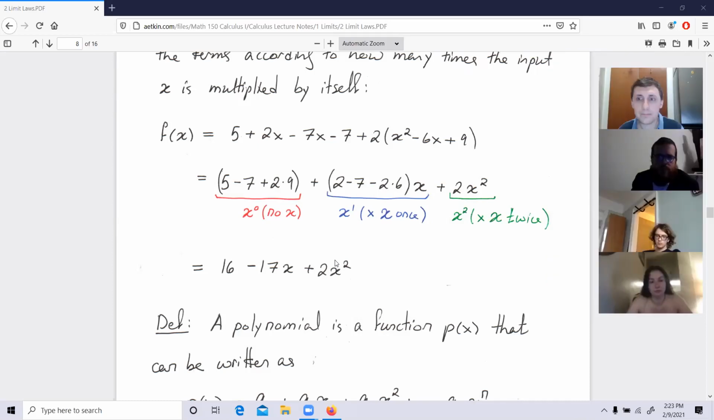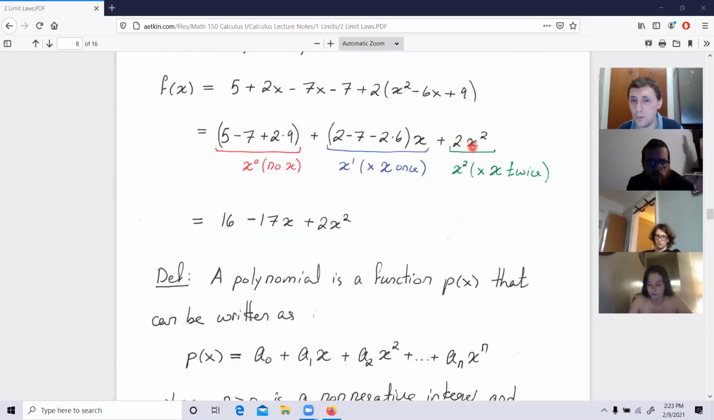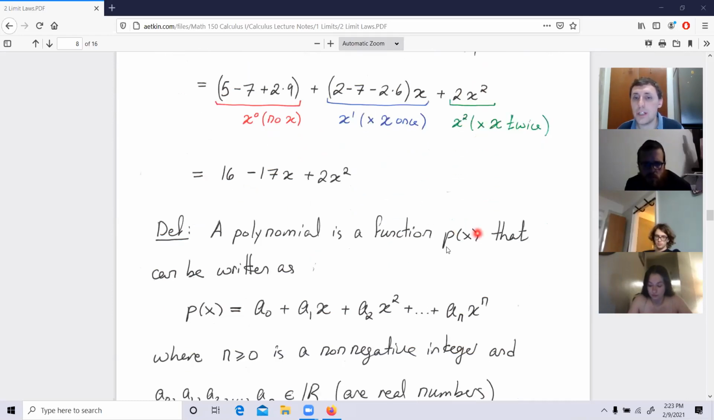Yes? And here is what we define a polynomial to be like. Okay? A polynomial is a function p of x that can be written as p of x equal to a0 plus a1x plus a2x squared, and so on, plus an x to the n, where n is a non-negative integer.